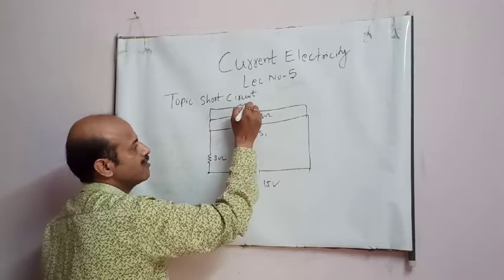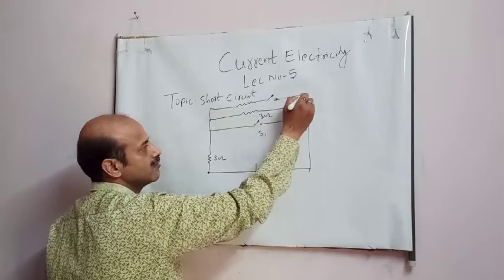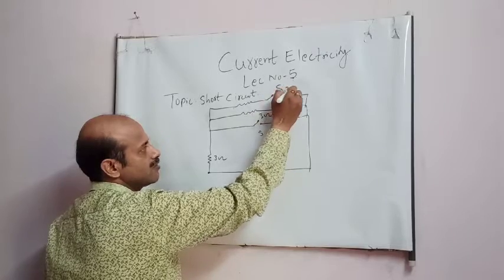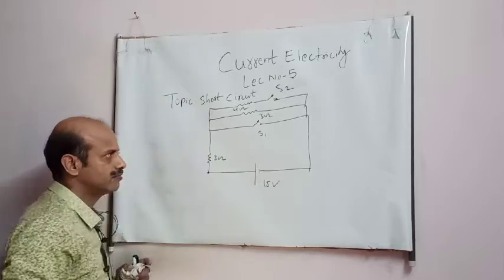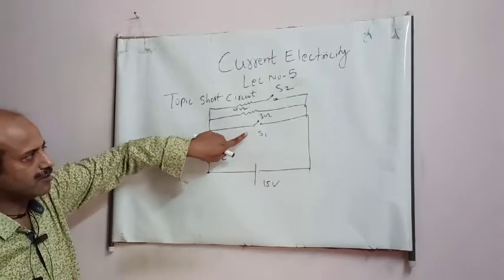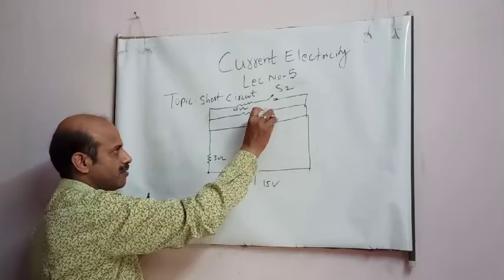Here I have another resistor and another switch. This is S2, student. This is 3 ohm. Say this I am taking as 4 ohm. Okay, student. These are the two switches S1, S2. This resistor is 3. I am writing it separately.